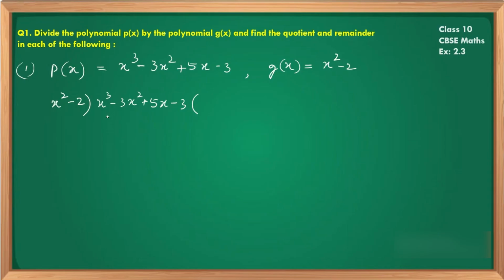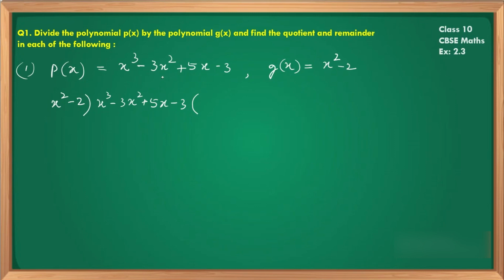Now students, we are doing exercise 2.3. In that we have question number 1, and this question number 1 has 3 sub questions. The first sub question is p(x) equals x cube minus 3x square plus 5x minus 3 and g(x) is x square minus 2. The question says divide the polynomial p(x) by polynomial g(x) and find the quotient and remainder in each of the following. Now, there are two equations.